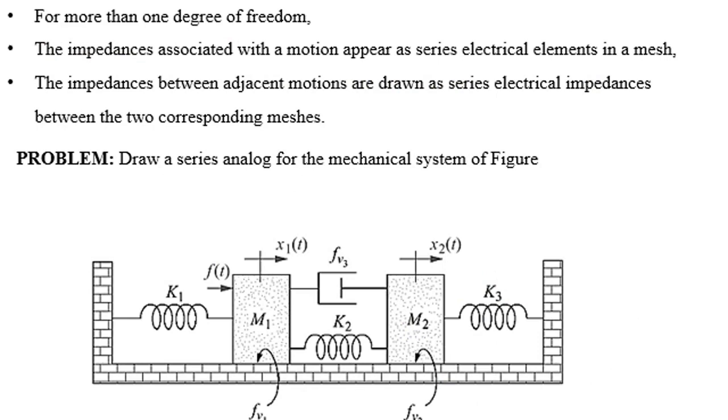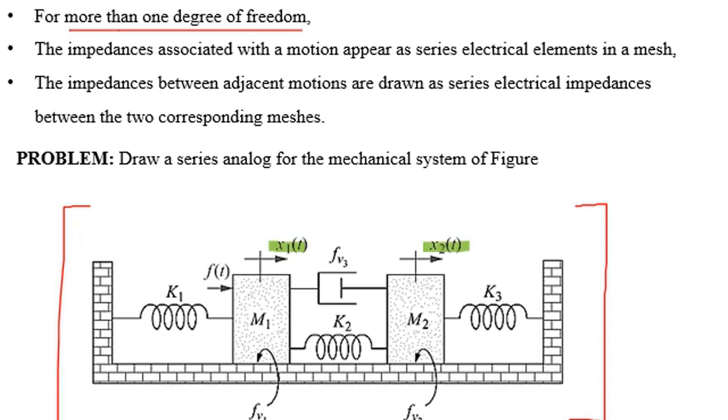Now we will study how to make an electric series analog of a system from another discipline which is defined by more than one equation, or whose degree of freedom is greater than 1. For example, in the figure, a translational mechanical system is given with degree of freedom equal to 2, and we have 2 points of motion. First is x1 and second is x2.